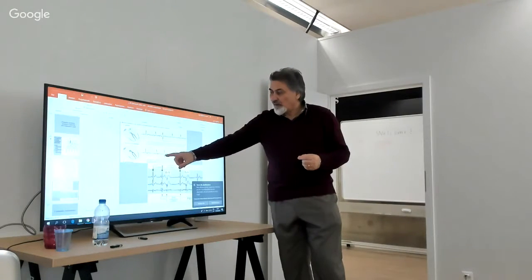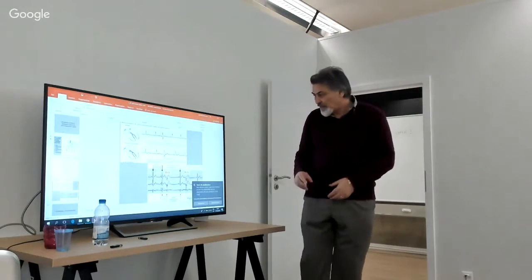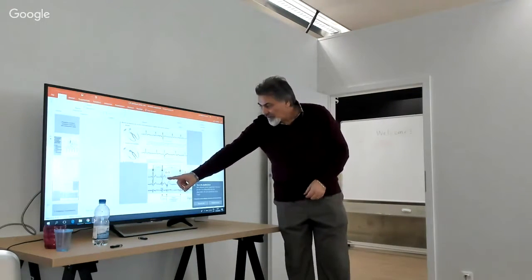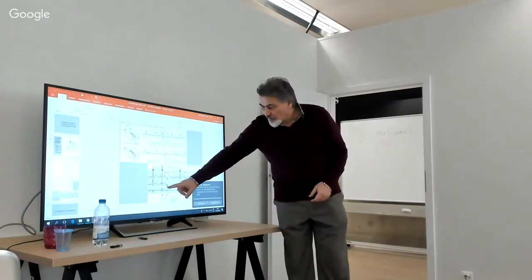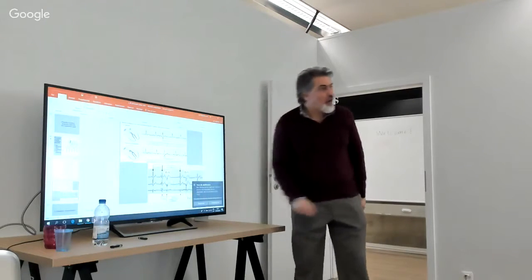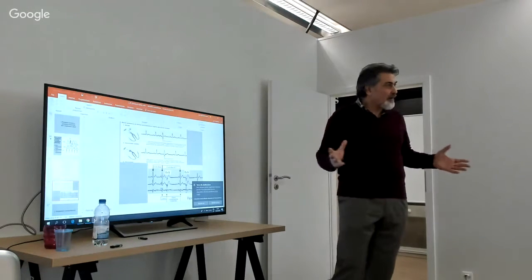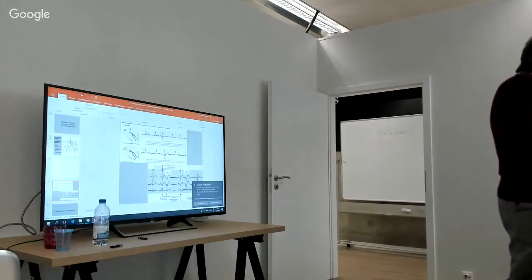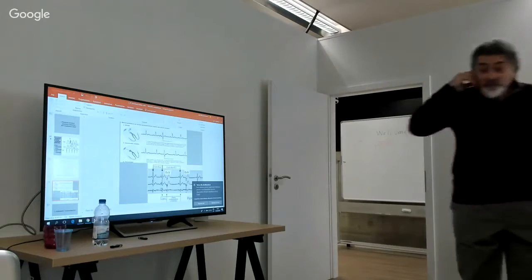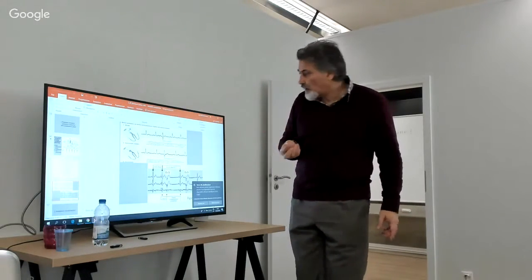You have QRS and P. This is an extrasystole of ventricular origin. You see the shape of the QRS is very different because it can originate, for example, at the apex of the ventricle and then diffuse. And you have the contraction of the ventricle.